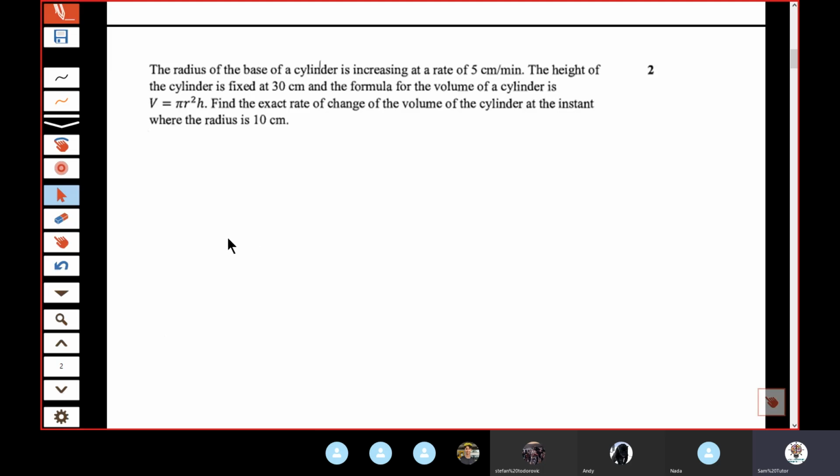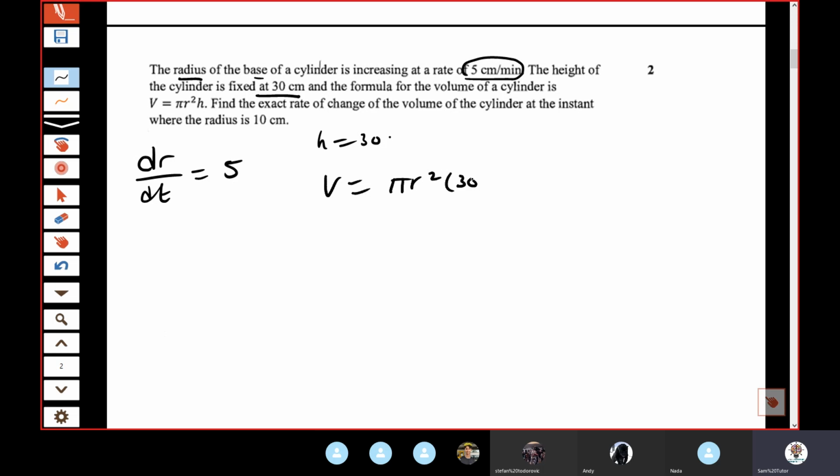Let's do it. The radius of the base of a cylinder is increasing at a rate of this. So what is that equal to? dr on dt equals 5 centimeters per minute, because the radius is changing. That usually tells you what it should be. The height of the cylinder is fixed, so it's not changing, it's a constant. h equals 30. And the formula for the volume is pi r squared h, so pi r squared times 30.